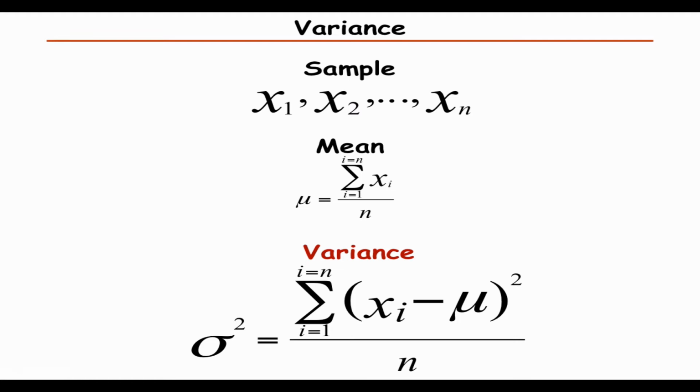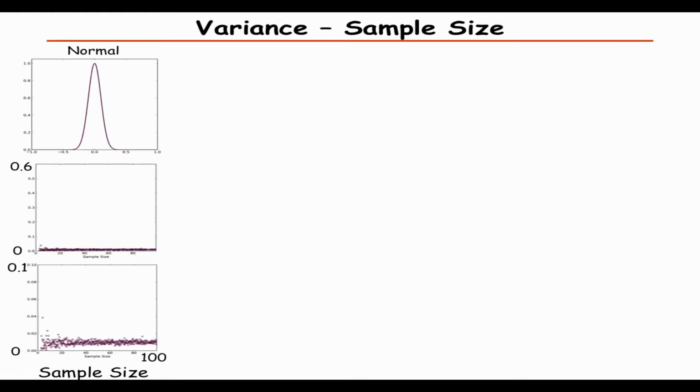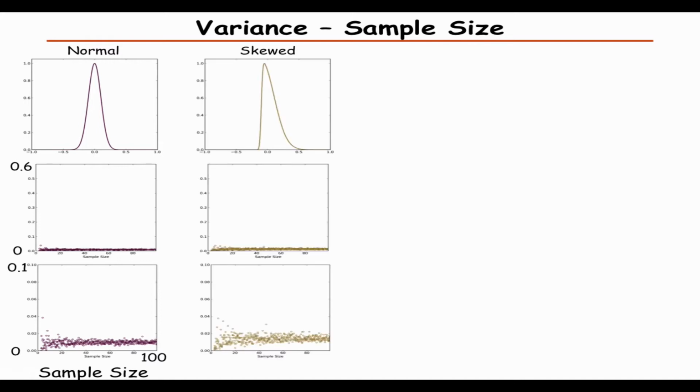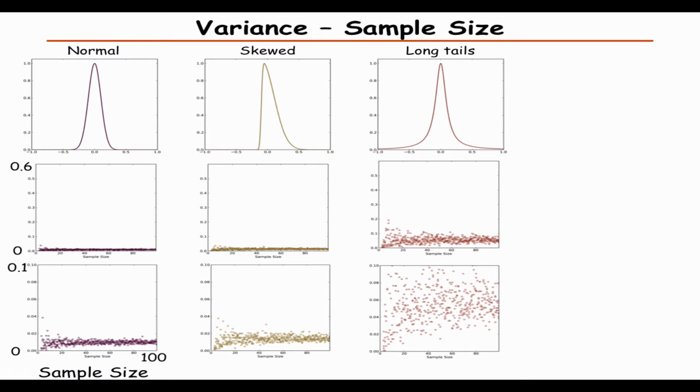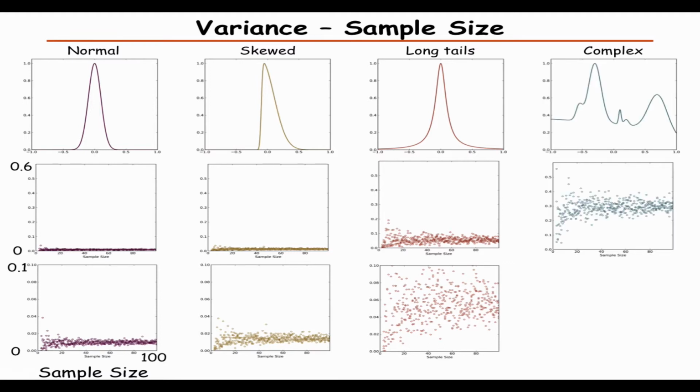The variance, which is the square of the standard deviation, is probably the most common measure that we use. So if we start with that, we see that for the normal distribution, at small sample sizes we have some spread again, same as for the mean, but then it settles down and slowly decreases. For the skewed distribution, we have a larger variance, and for the long tail distribution, we have a much larger variance. And again, for this complex distribution, we have the largest variation.